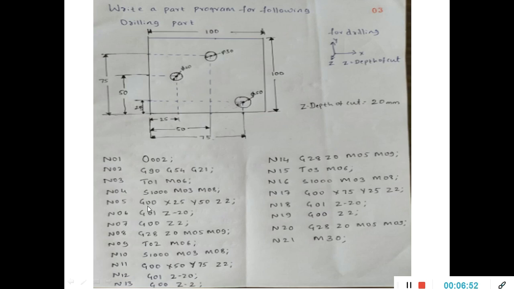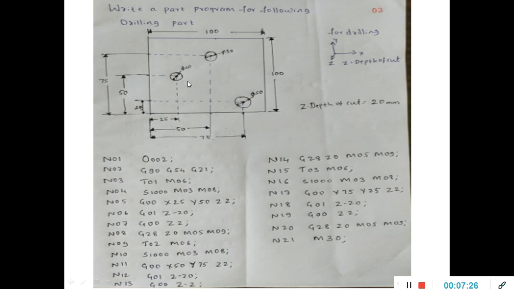Now in the next block, G00, X25, Y50, Z2. I have written here. See here, G00 means rapid traverse. So the tool is somewhere else here. Your tool should be moved very fast. That is indicated by G00, rapid traverse. The coordinates are given X25, Y50, Z2. So the tool should be moved to X25. This point has the coordinates X25, Y50. Right, so I have written here X25, Y50, Z2.